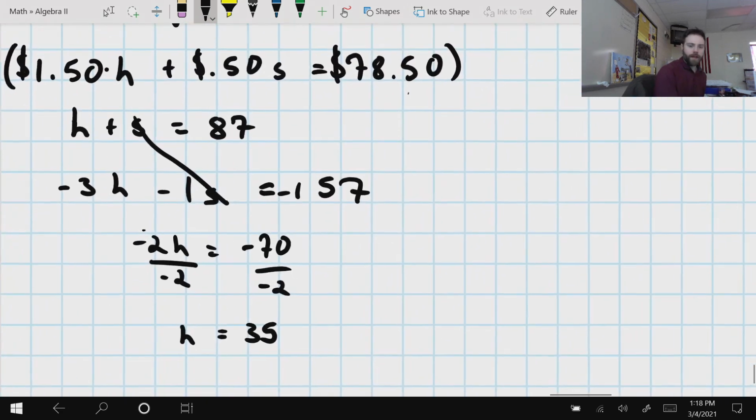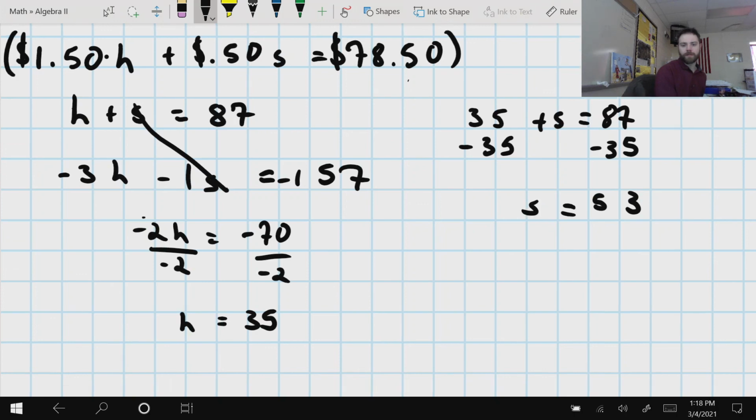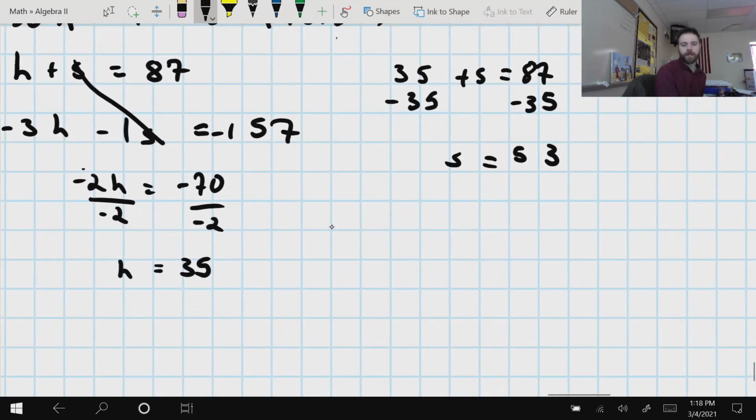And so once you have h, you can plug it back in. I'm just going to plug it into this second equation because it's really easy to solve for. So I've got 35 plus s equals 87. Subtract 35 from both sides, and I get 53 is s. So the number of sodas is 53, okay?